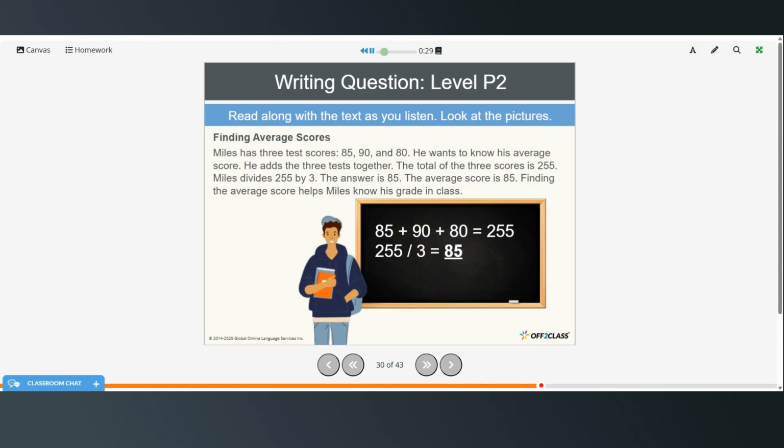Finding average scores. Miles has 3 test scores, 85, 90, and 80. He wants to know his average score. He adds the 3 tests together. The total of the 3 scores is 255. Miles divides 255 by 3. The answer is 85. The average score is 85. Finding the average score helps Miles know his grade in class.